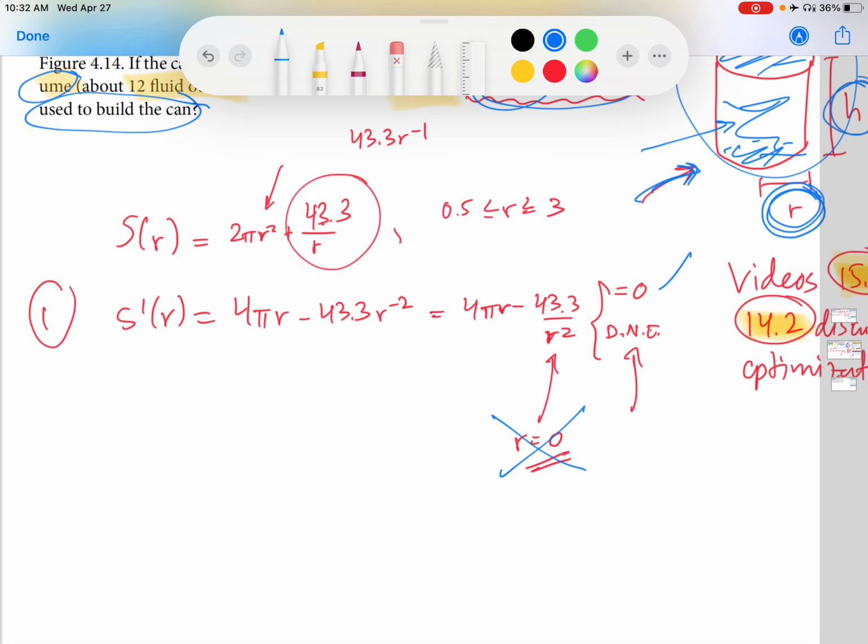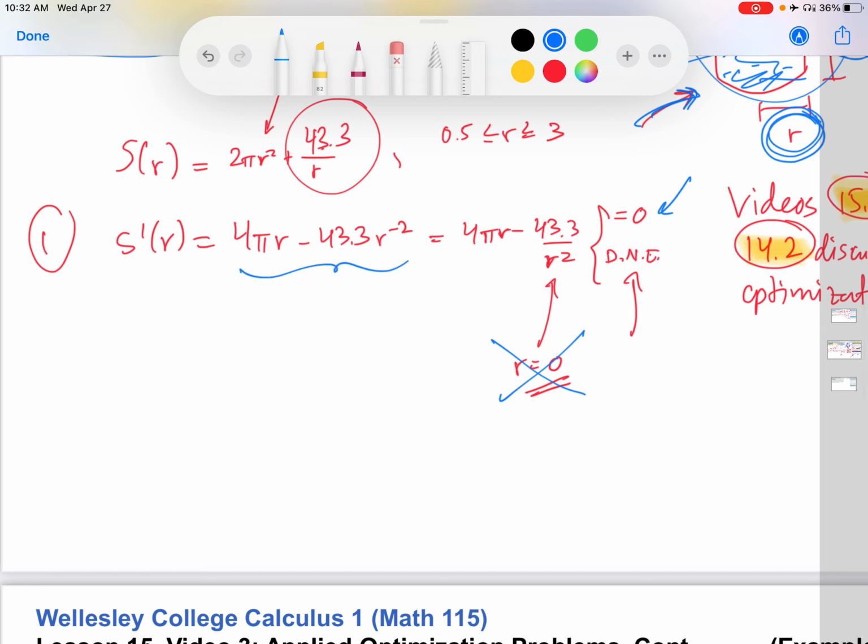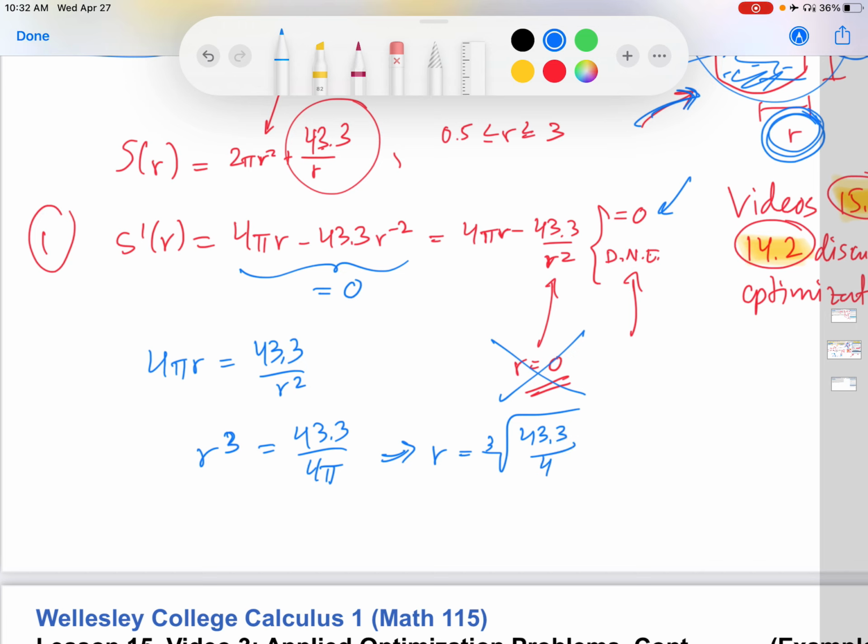So let's look at the other part, the so-called stationary points. Are there any values for which this is equal to 0? So now we want to solve 4 pi r equals 43.3 over r squared. And if we multiply here by r squared and we divide by 4 pi, we get to this. And then at this point, we can take the cube root. Take the cube root of 43.3 over 4 pi. And then we can calculate this out in terms of decimals. And this is about 1.5.